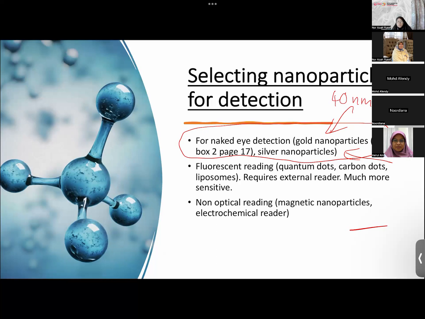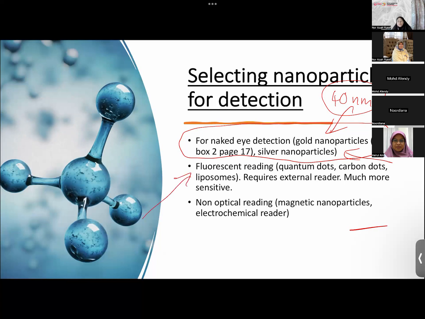For silver nanoparticles, our team have not yet used this. So you can use whatever is published in any publication, but I cannot guarantee. But this one we already have established. And for production, every batch that you produce for the gold nanoparticles, you have to characterize back, check the stability and so on before doing the lateral flow fabrication.